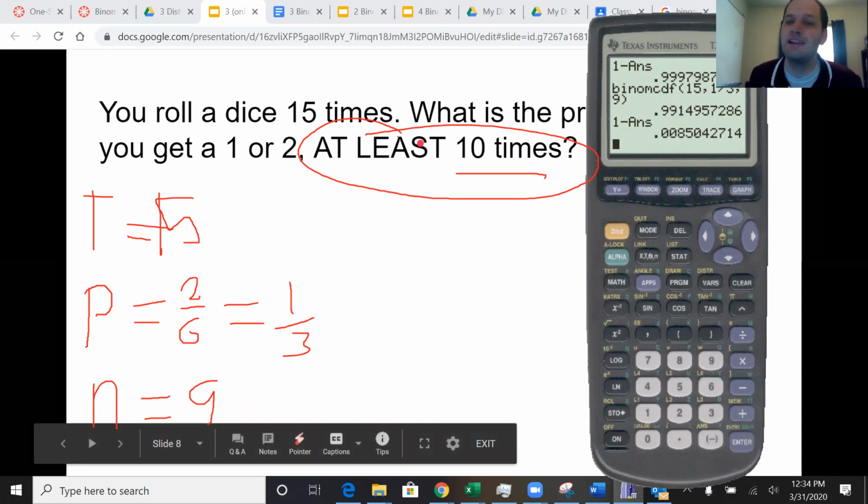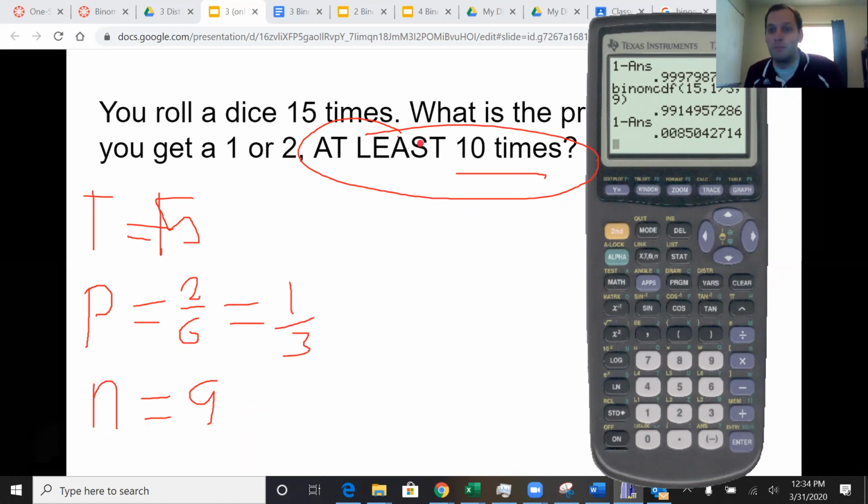So when it's saying at least or more than, you're going to have to do 1 minus whatever the binomial CDF is. When it's exactly, you're going to do binomial PDF. When you're doing at most, that would be a binomial CDF. All right, at least you have to do 1 minus whatever the binomial CDF is. Let me clean my annotations.